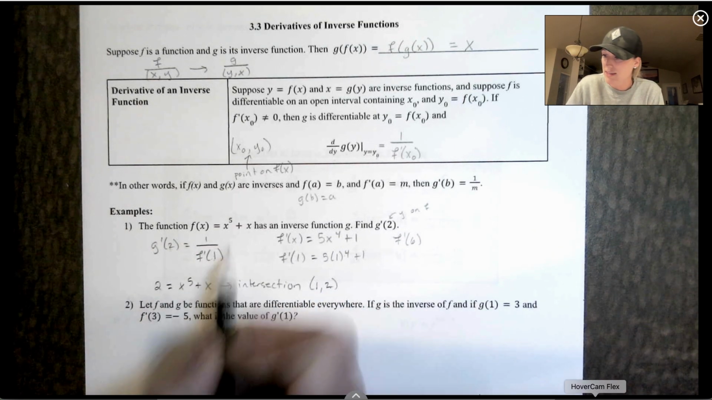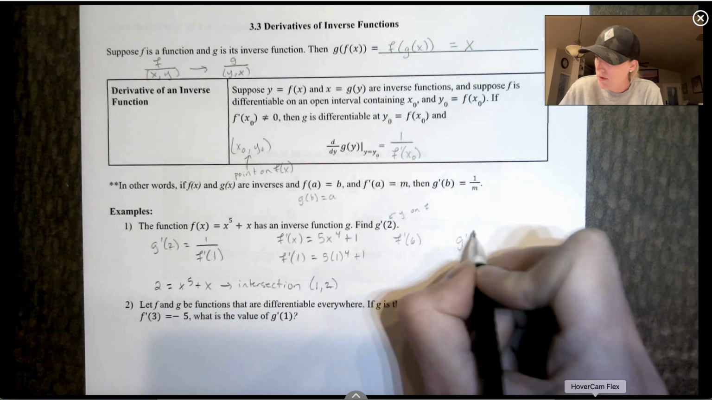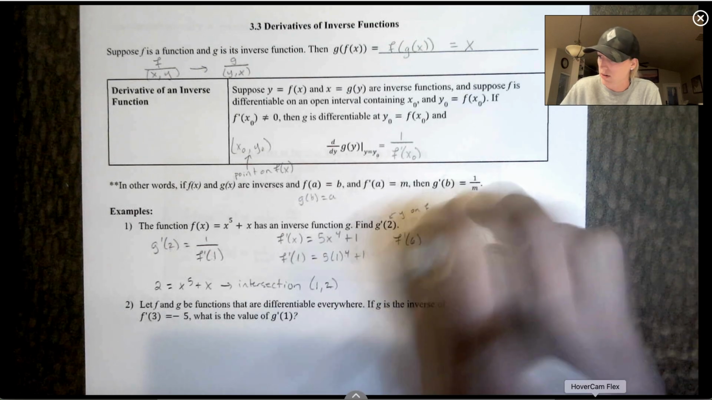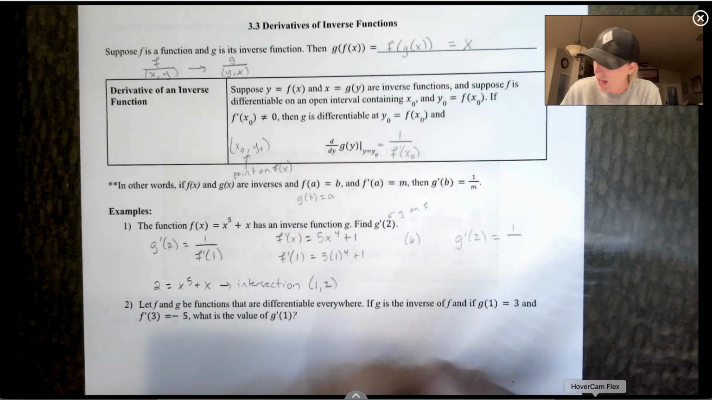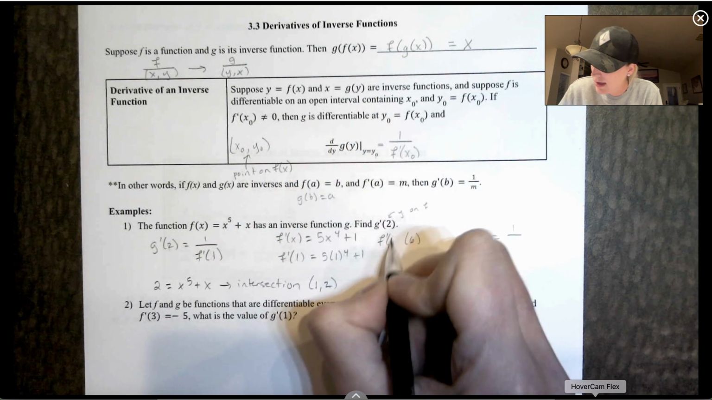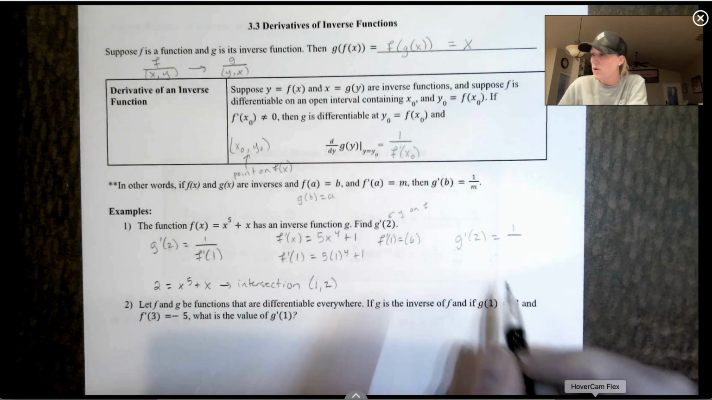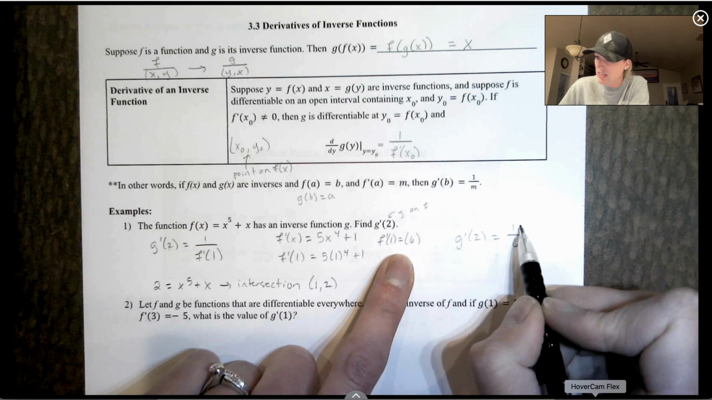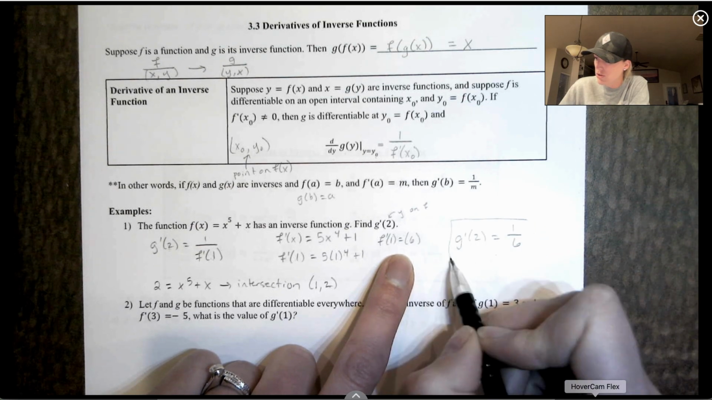So going back to this, g prime of 2 then is 1 over what we got here. I don't know why I wrote f prime there, sorry you guys. f prime of 1 equals 6. So 6 is what goes here. So this is g prime of 2.